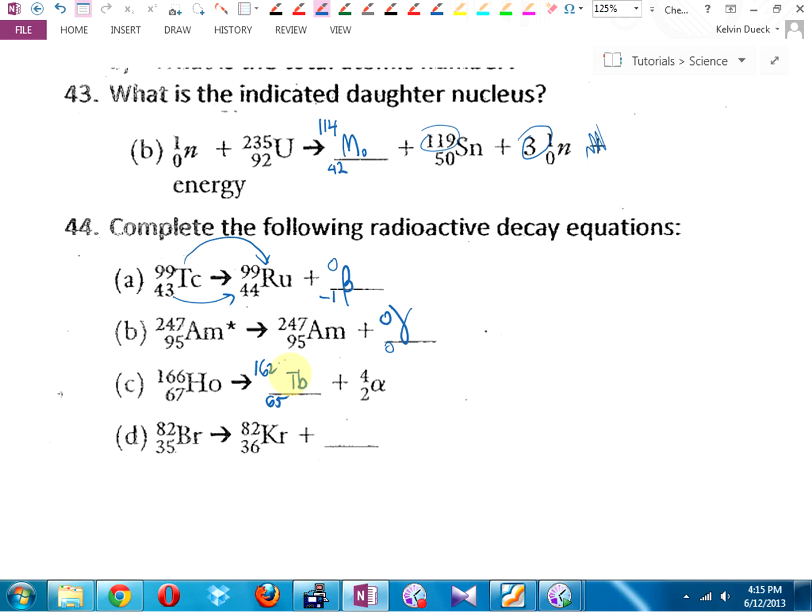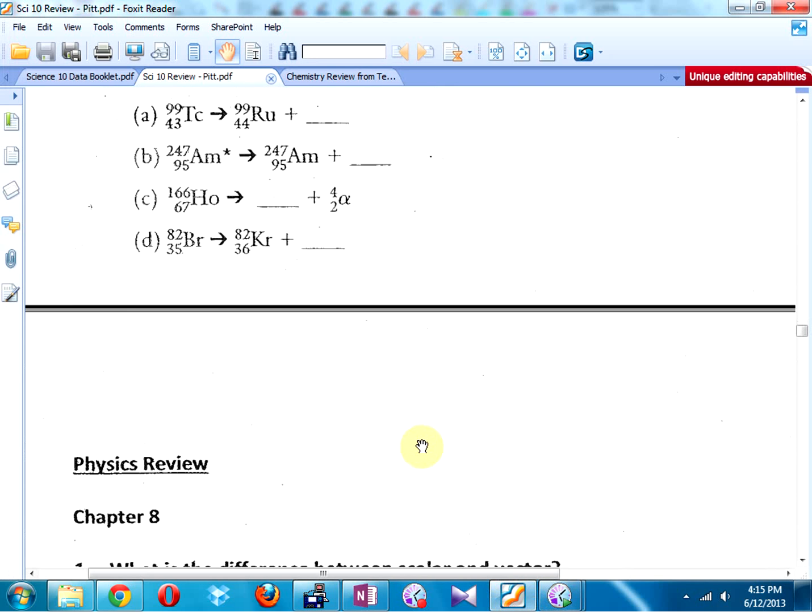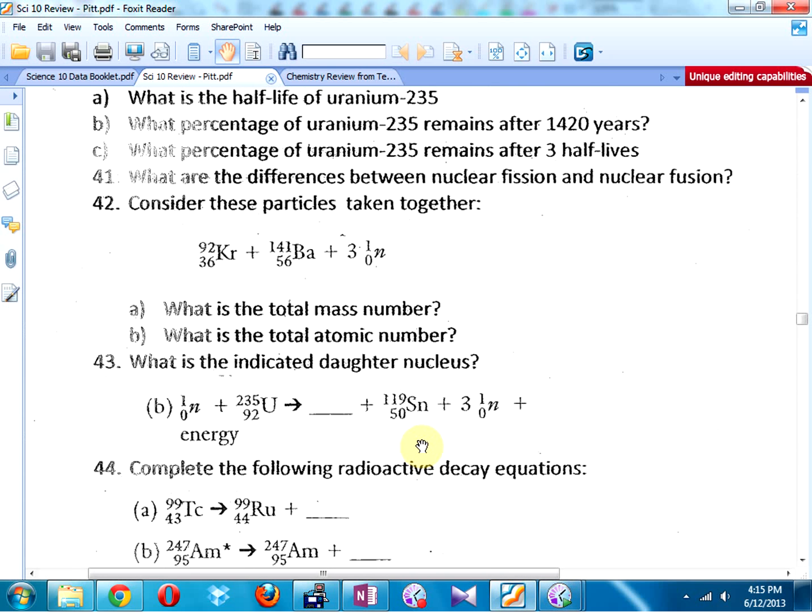82 goes to 82, so it's 0. And 35 gained 1, so it's going to be +1. Nope, -1. Yes. Right? Yep. There's chemistry. That helped? Yeah, I hope. Yeah, that's good.